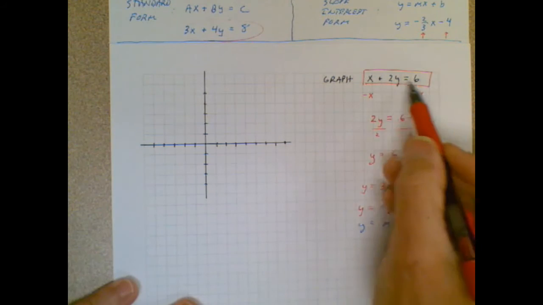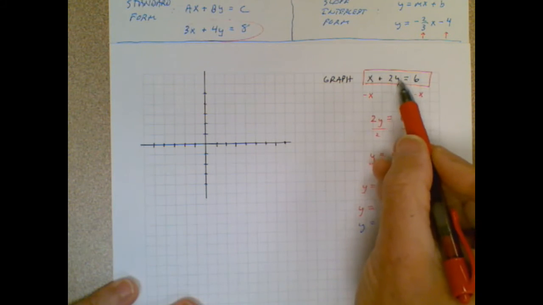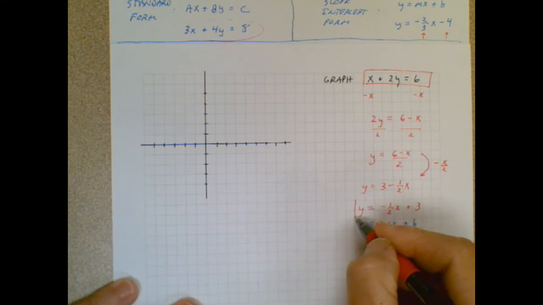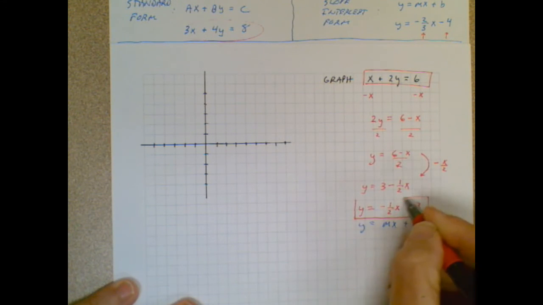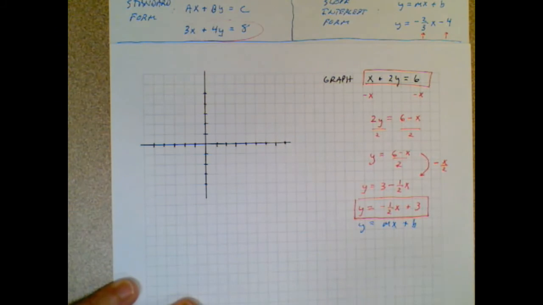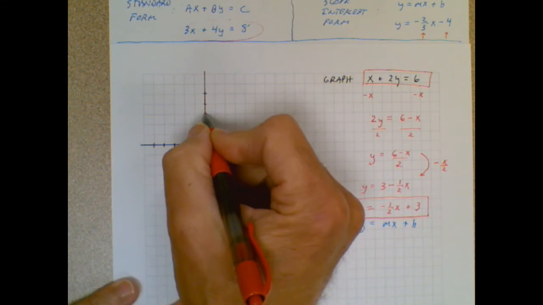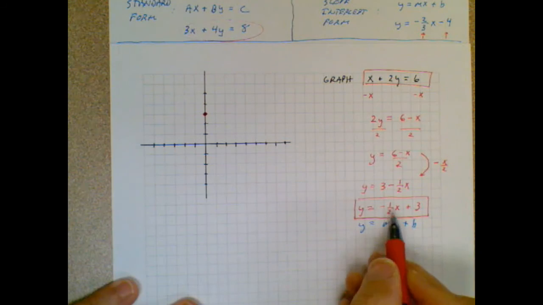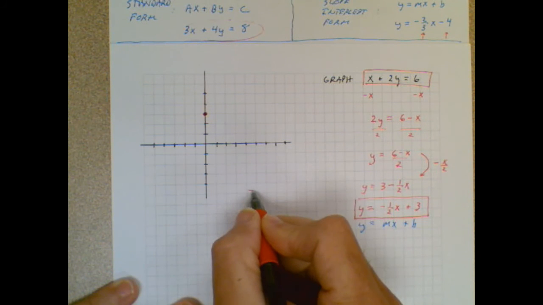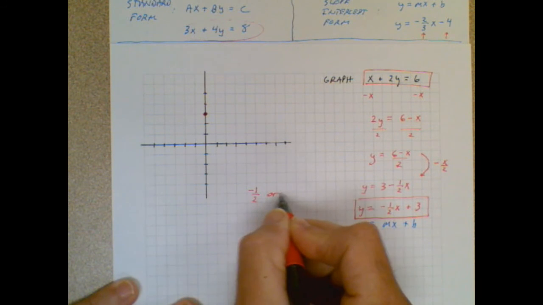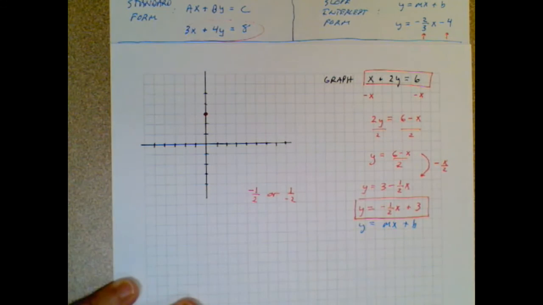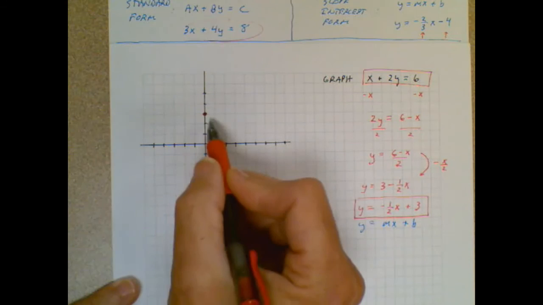So big picture, standard form, not easy to graph. Through quite a bit of algebra steps, I turned it into y equals mx plus b form, easy to graph. Take my y-intercept, plot it, take my slope, which is either going to be a negative 1 over 2 or a 1 over negative 2. They're both the same.